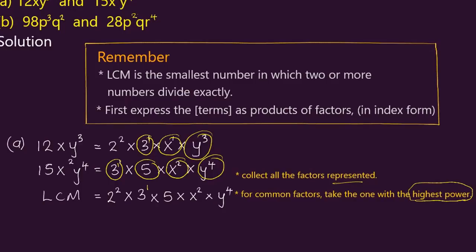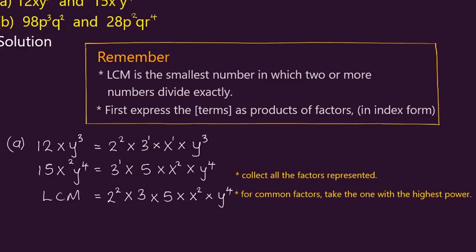So you need to understand these are very, very important points right here. Alright, so we now just simplify what we have. So 2 squared multiplied by 3, 2 squared is 4 multiplied by 3, that's 12, and 12 multiplied by 5 gives us 60. So we're going to be having 60x squared y to the power of 4, and that's the solution to part A.